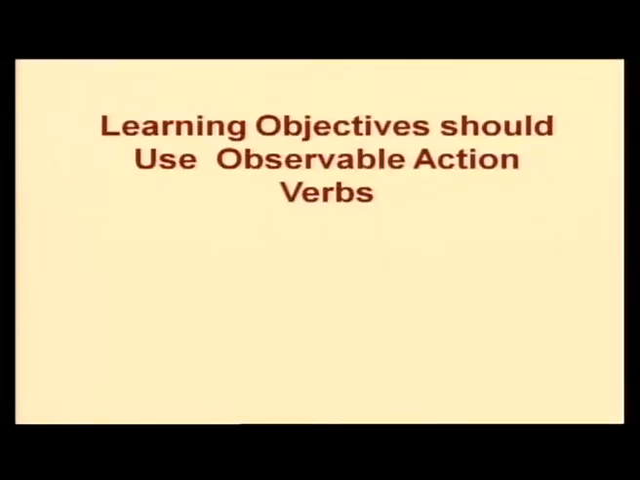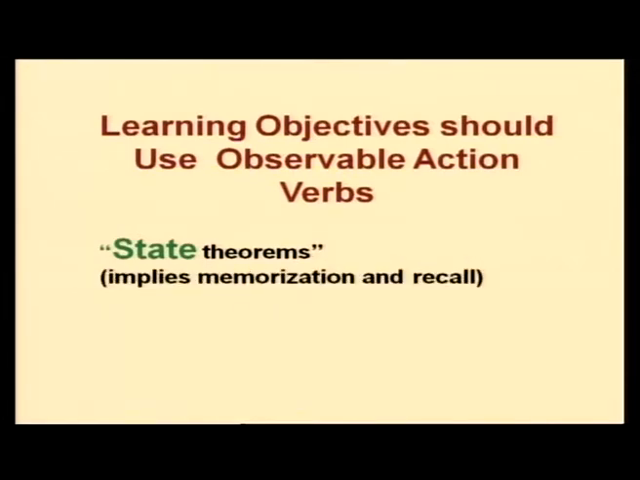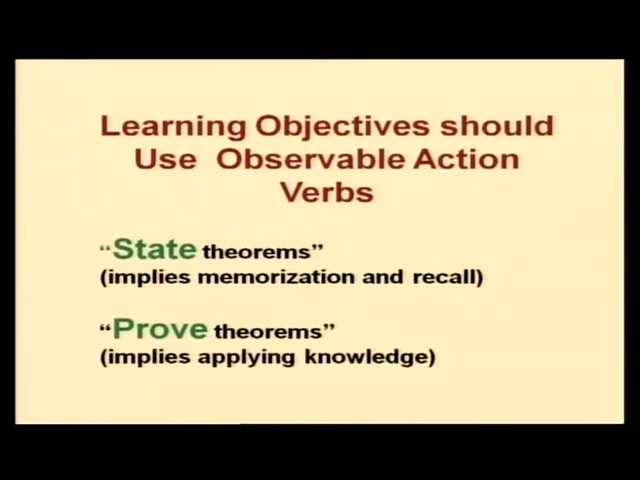Learning objectives' second part is that they should always use observable action verbs. When we said earlier overt behavior, which is observed. An example is state theorems. State can be seen, it means it can be memorized and recalled. Prove theorems implies you apply the knowledge.